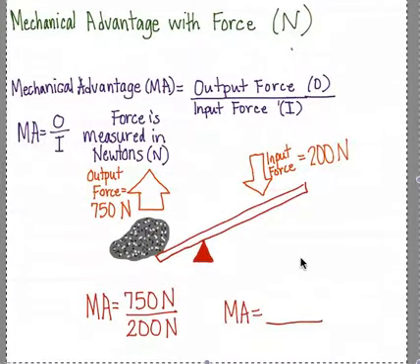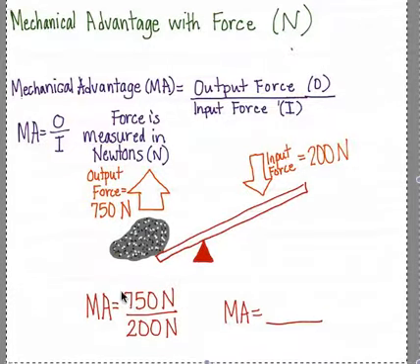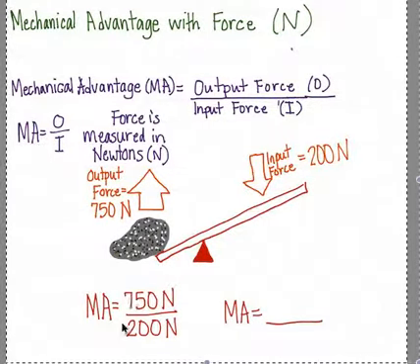So in this particular case of this lever, your output force is 750 newtons. And if you look right down here at the bottom, I put that on the top of the fraction. And your input force is 200 newtons. And if you look down here again, we put that at the bottom. So you need to do 750 divided by 200. And that will give you the mechanical advantage of this lever.